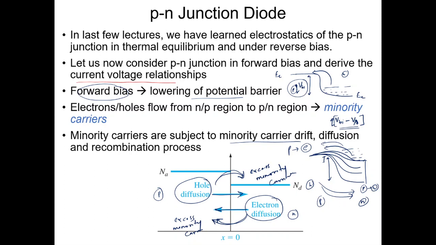The holes are called minority at the N side because the majority is N. So any disturbance in the minority carrier concentration is the excess minority carrier concentration. And what are these excess minority carriers? These are holes. Similarly, these electrons, when they diffuse to the P side, will disturb the minority carrier concentration, which are electrons at the P side, and therefore they are called excess minority carrier concentration.